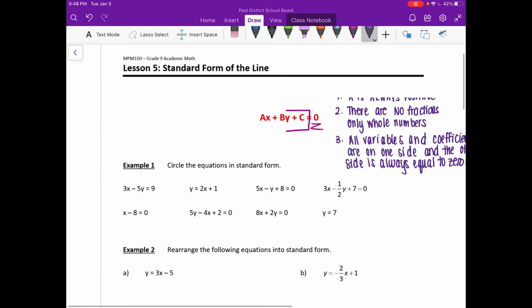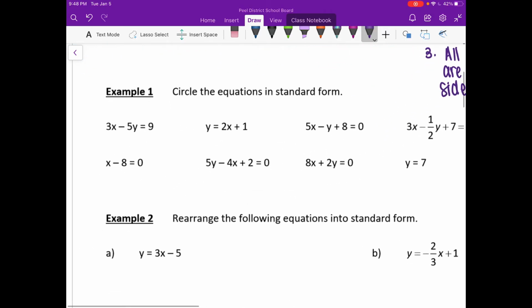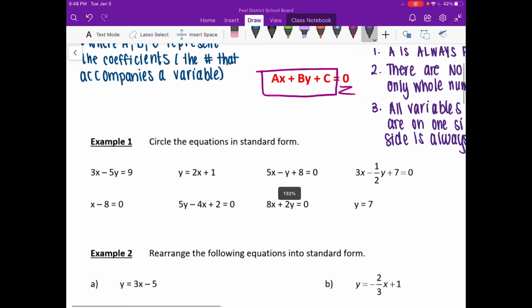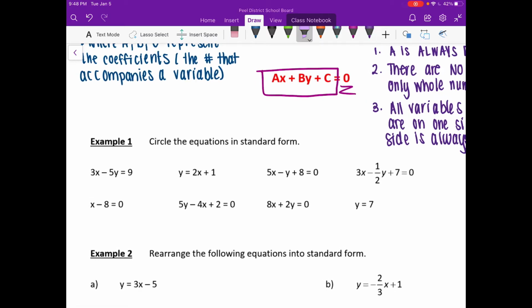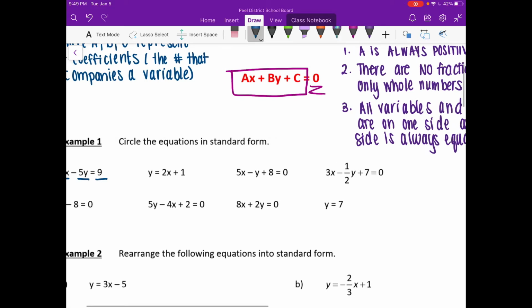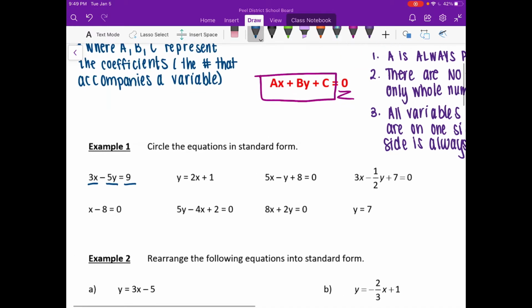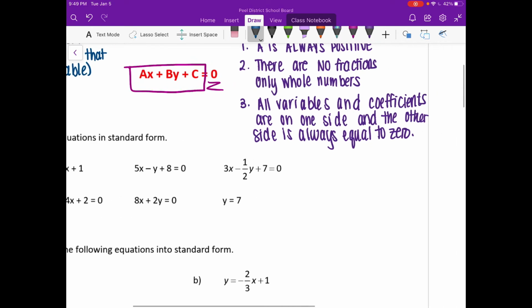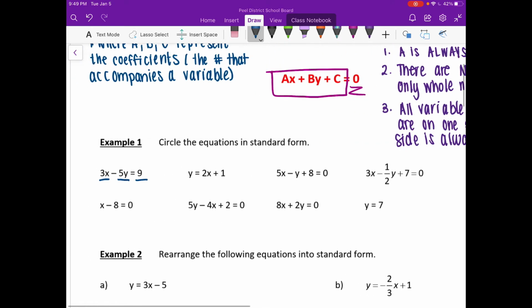Okay, so going back looking at these lines, which of these is in the standard form? Let's go through it and we'll highlight the ones that are and aren't. So here we have 3x minus 5x equals 9. The first rule is that A is always positive. We meet that rule. There's no fractions, only whole numbers. But this one says all variables and coefficients are on one side. We don't have a 0 side here. So this is not an option.